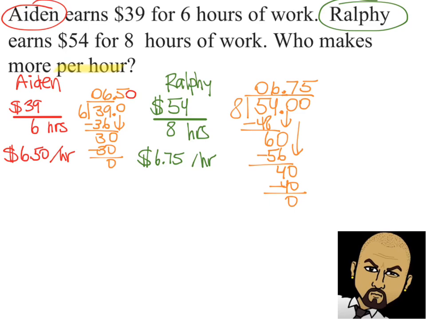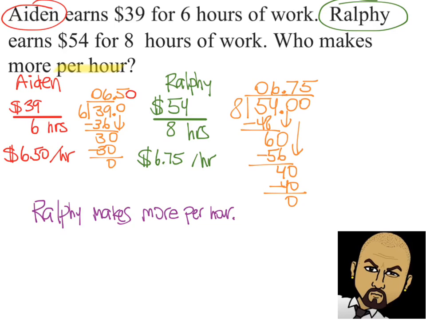So we figured out the unit rate for each person. And so who makes more per hour? Well, obviously Ralphie earns more per hour. He makes $6.75 per hour while Aiden earns $6.50 per hour.